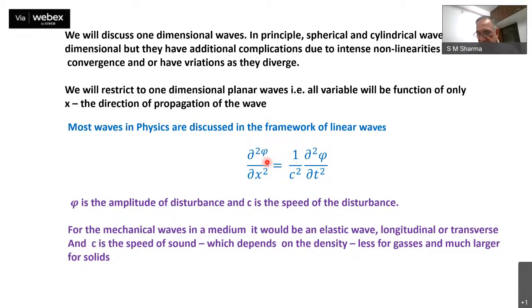Most waves in physics are discussed in terms of linear waves, and this is well known, people have used it for electromagnetic waves and sound waves and so on. The solution of this is phi as a function of x minus ct or x plus ct, depending on whether it is moving in the positive or a negative direction. So phi is the amplitude of the disturbance. It could be electromagnetic or it could be mechanical. And c is the speed of the disturbance. For mechanical waves, a medium is necessary. It can happen only in a medium. For a material, it would represent elastic waves, whether longitudinal or transverse. And in that case, c will be the speed of sound, which depends on the density. So obviously, the speed of sound is less in gases and much larger in solids.